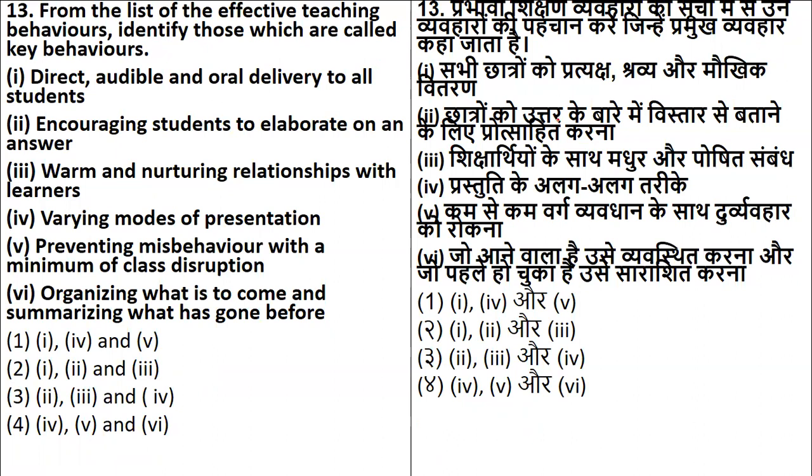So from the given below, which results in the key behavior: whether it is direct, audible, oral delivery, encouraging students to elaborate, a warm and nurturing relationship, varying mode of presentation, preventing misbehavior, or organizing what is to come and summarizing what has gone before. So which of the following are key behaviors?